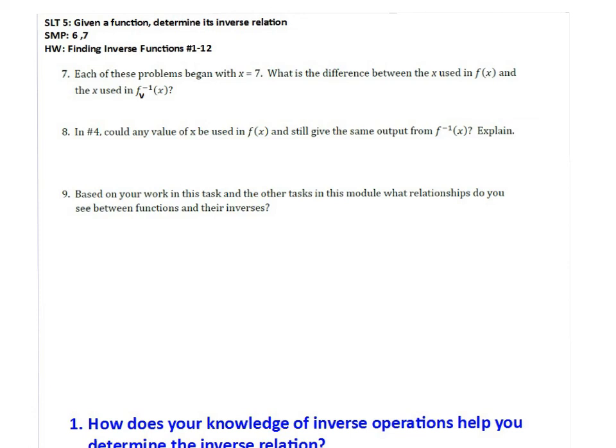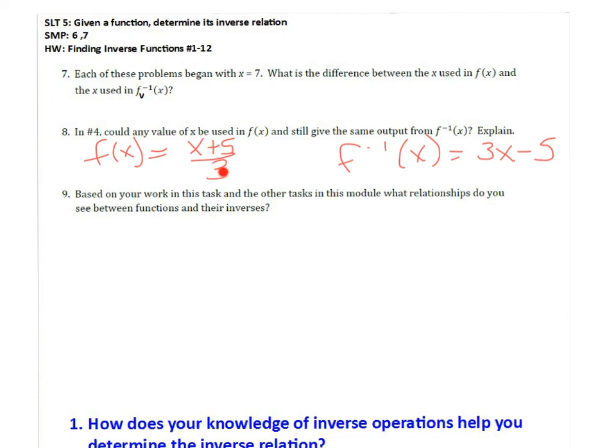So number 4 was the original function of x plus 5 divided by 3. So could any value of x have been used and still give you the same output for the inverse? Well, the inverse was 3x minus 5. So yes, any value could be used. And the reason for that is, for this original function, the domain is all real numbers. So is the range.